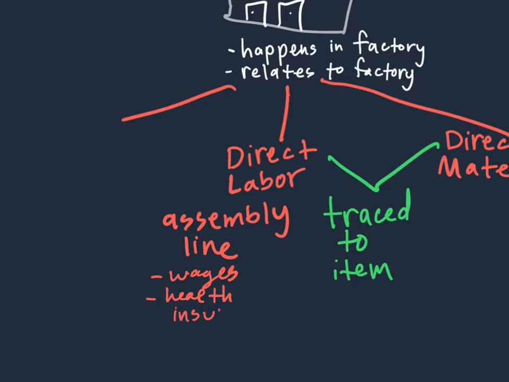And anytime you employ anyone, you have payroll taxes. So any costs associated with the assembly line workers are direct labor. Now, direct labor means we exactly track the amount of assembly line time required to build each of our items.